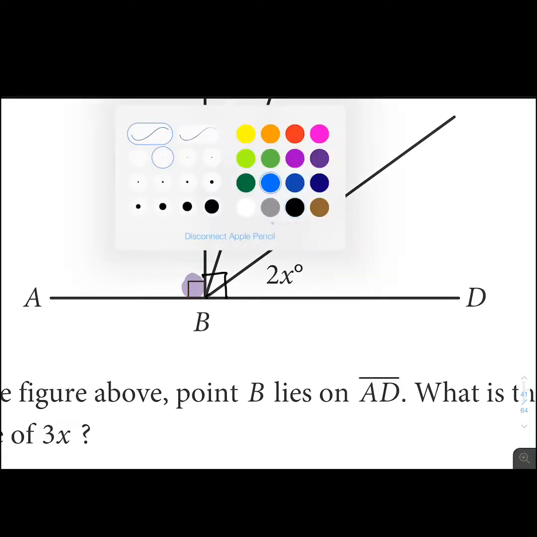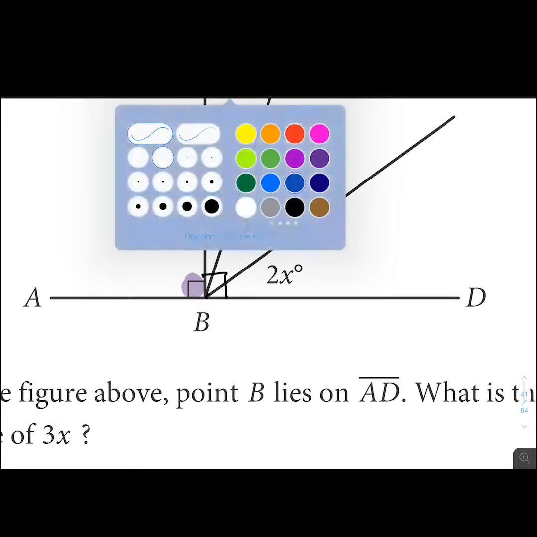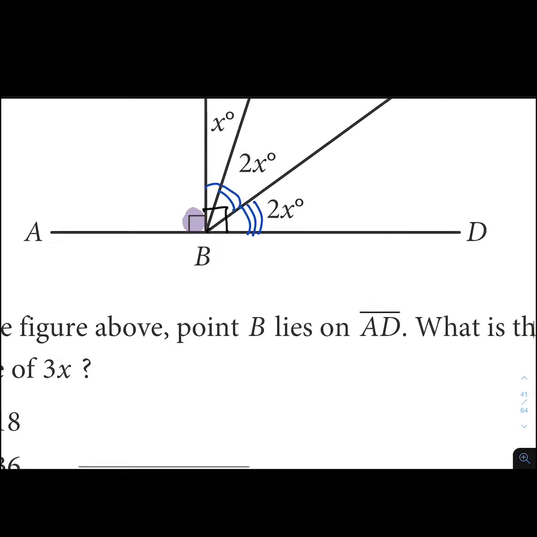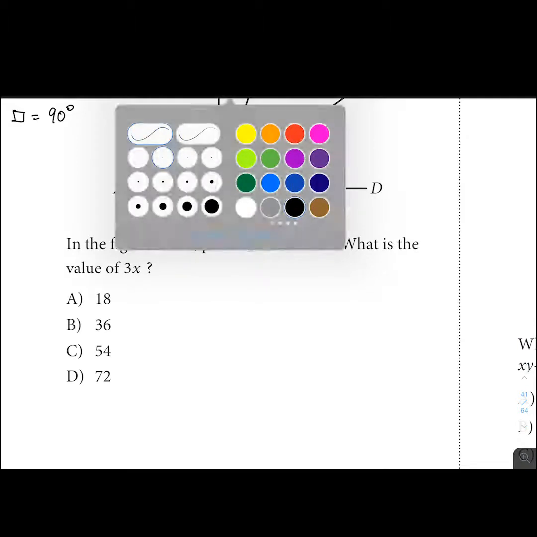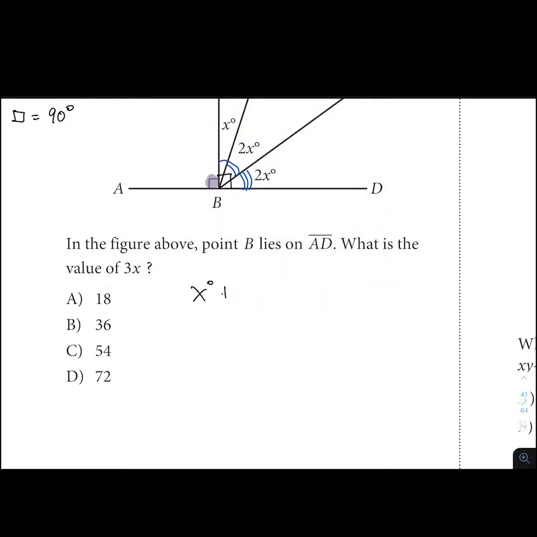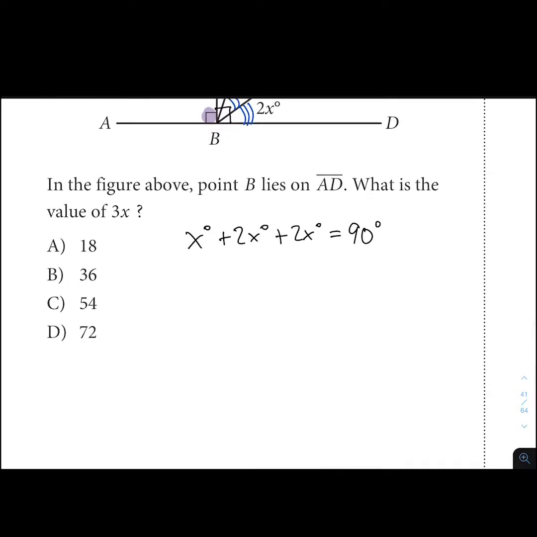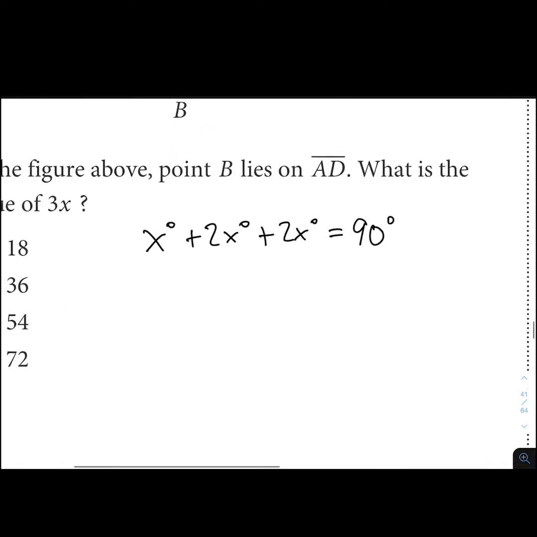So the reason why that's helpful is because I can say that this angle plus this angle plus this angle, all three added together, must be 90. So the angle of x plus 2x plus another 2x has to equal 90 degrees. Now we can just solve for x and then plug that into the value of 3x. So this left side now becomes x plus 2x plus 2x, which is equal to 5x.